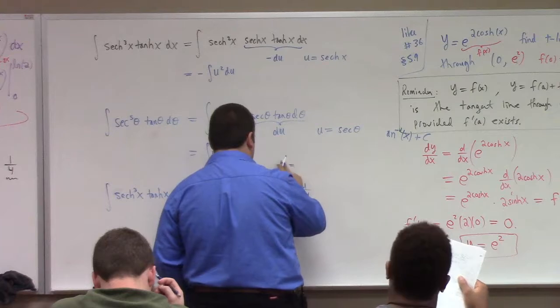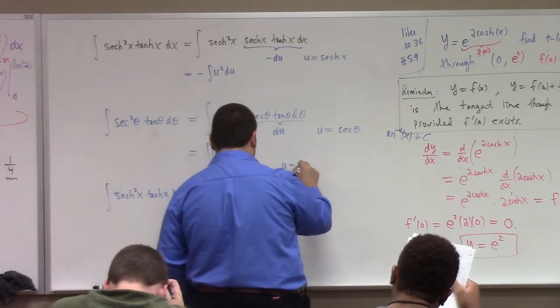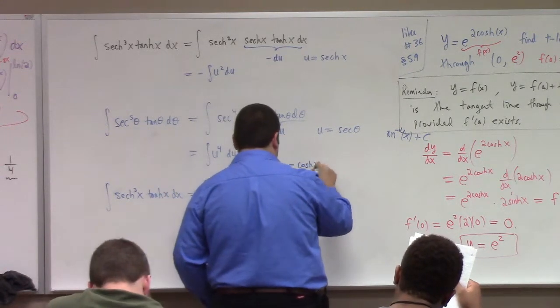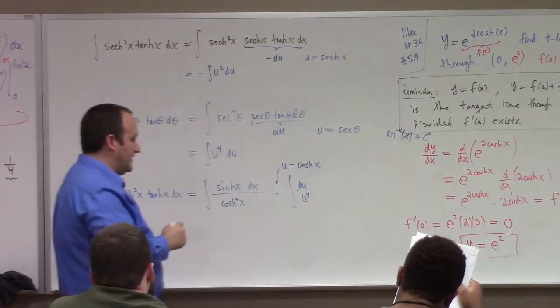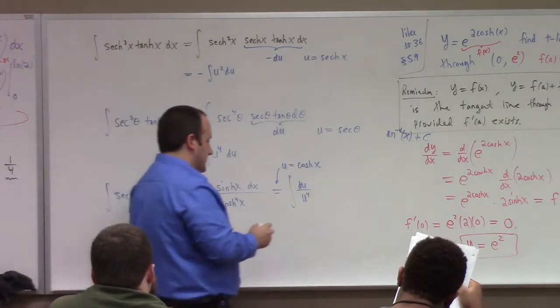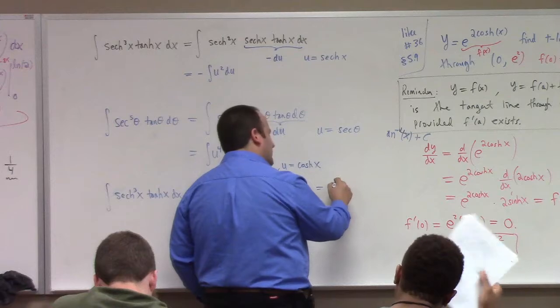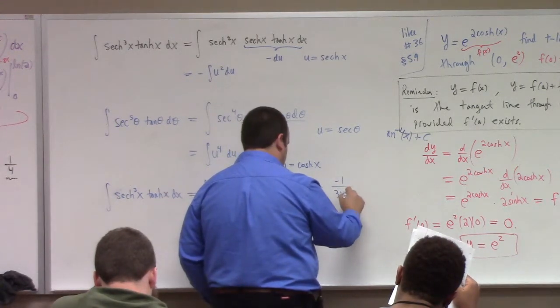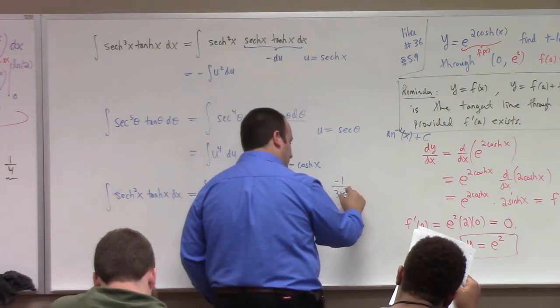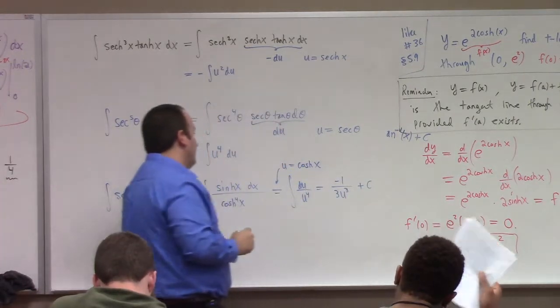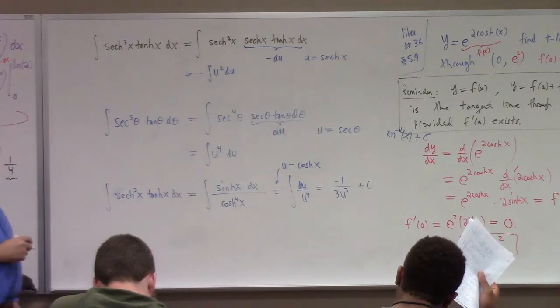And that's fine. Nothing wrong with that. I mean, that's another way to go. I'm not opposed. I like it. It's good. What is that? That's minus 1 over 3 u cubed plus a constant, right?